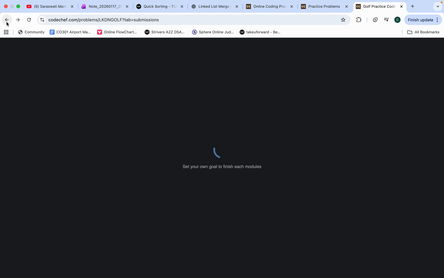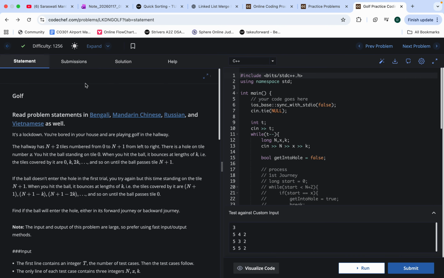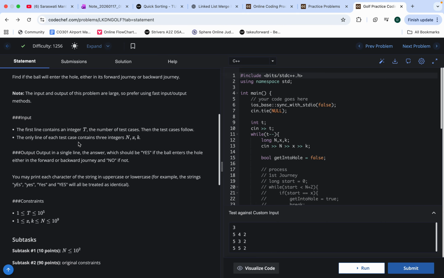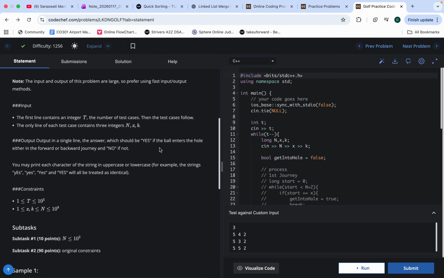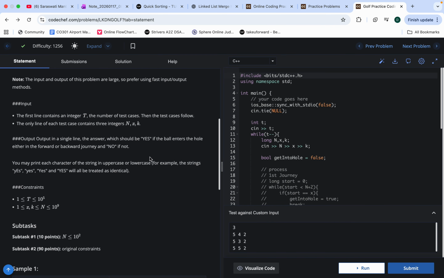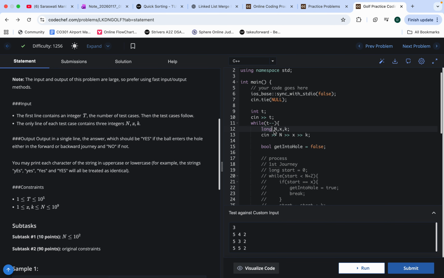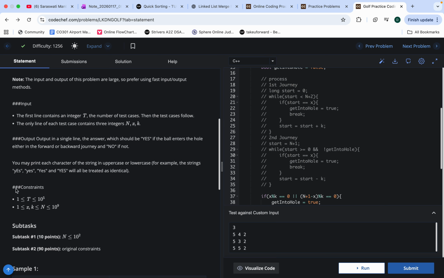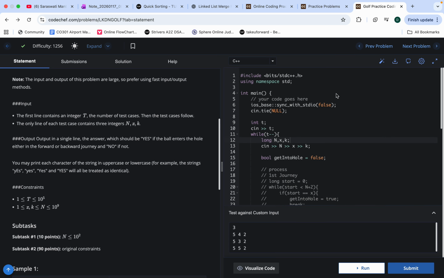The inputs were test cases t and values n, x and k, and you have to output yes or no. So this was the question. It was simple. The only thing is that there is a constant whose value can range from 1 to 10 to the power 9, so you have to use a very long data type here, otherwise it will give you a wrong answer. You have to be careful about the constraints given in the questions. So this was the question that I solved today.